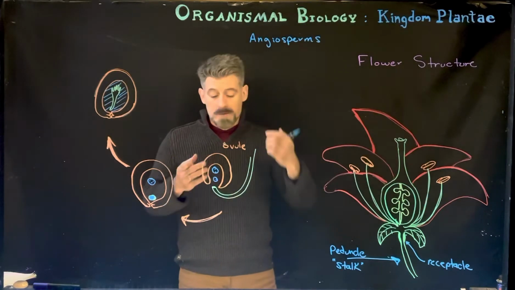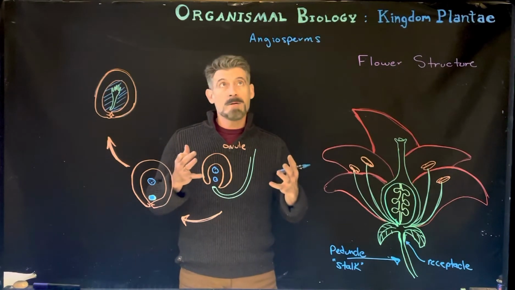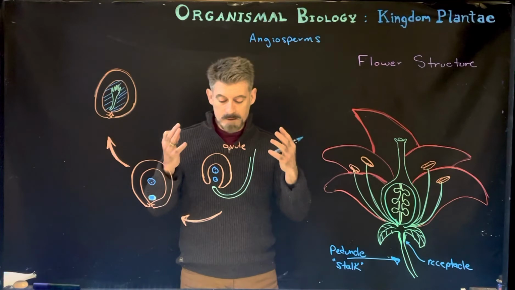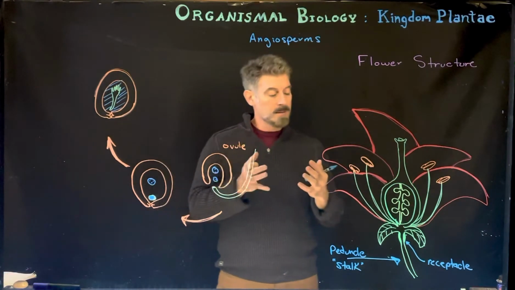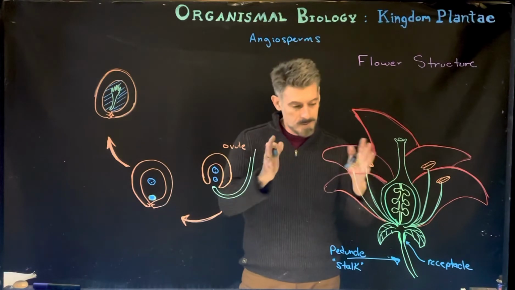And then the flower will develop. And there are really four parts to the flower. There's the stamen, the carpel, the sepal, and the petals. Right? And so we'll talk about those in turn.